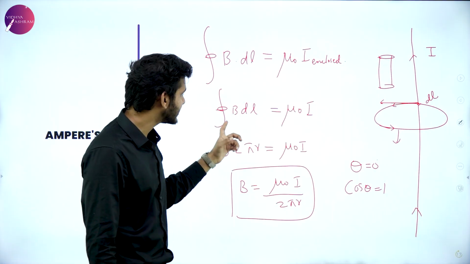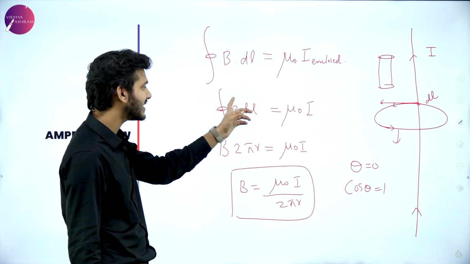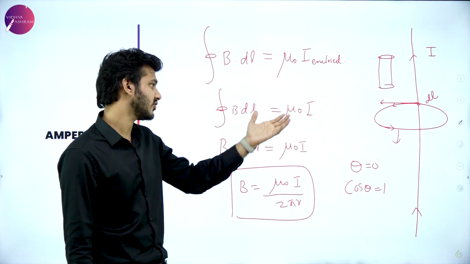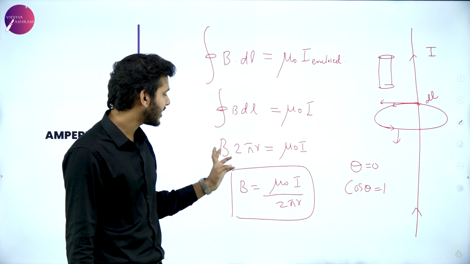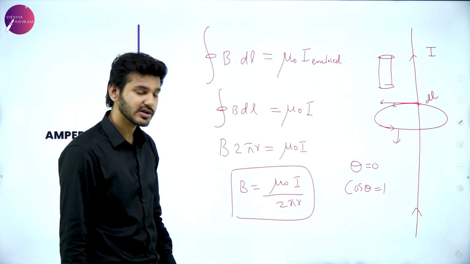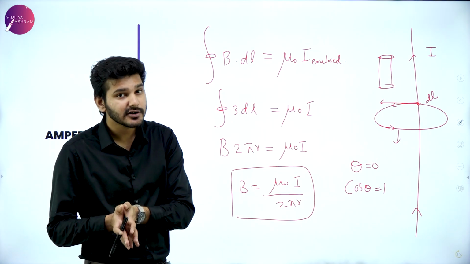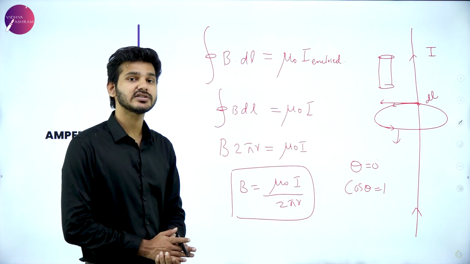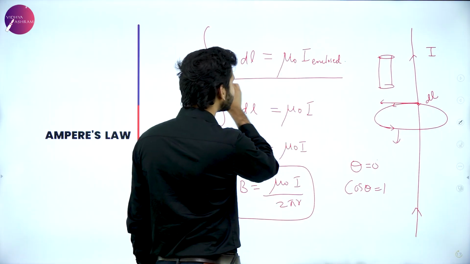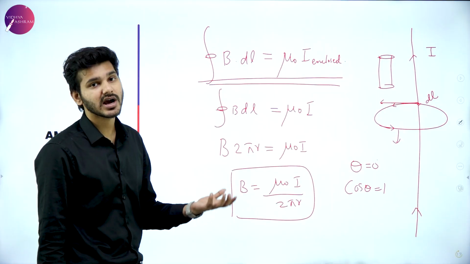So integral B dl will be equal to mu naught into I enclosed. Here the Amperian loop is in the form of a circle, so B dl will become B into 2 pi r, which is equal to mu naught into I. We can rewrite this equation as B is equal to mu naught I by 2 pi r. This is the magnetic field for a long straight current carrying conductor, which is derived from Ampere circuital law, which stated that the closed line integral of B dot dl is equal to mu naught I enclosed.